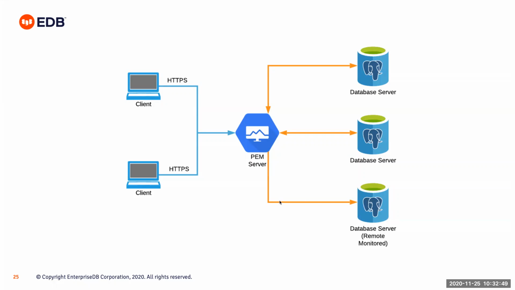So all the metrics are sent into the PEM server, and then the PEM server is the one analyzing the metrics and setting up notifications based on the alert profiles that have been configured for a specific server or for all the servers. PEM server itself is quote unquote just a web server. So all connections from clients will be HTTPS.